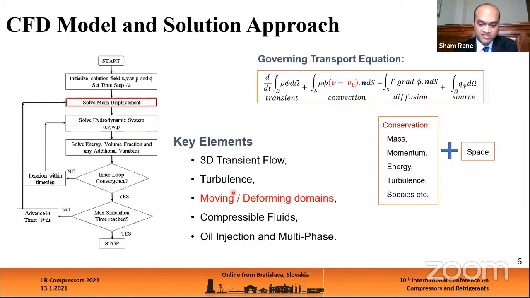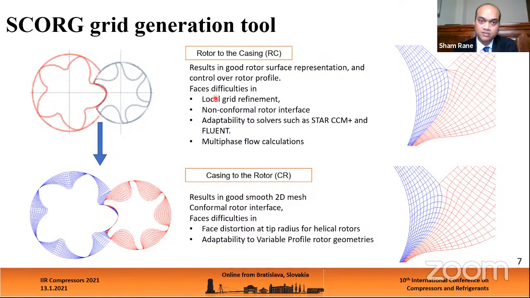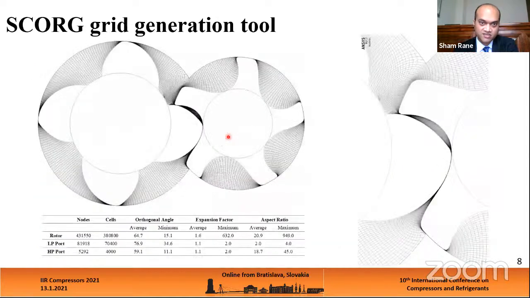The CFD model uses the fundamental governing equations for conservation of mass, momentum, and energy. In addition, the moving deforming grids also have to be accounted for because this is a positive displacement system. That is taken care of by an in-house code used for grid generation, called SCORG, which stands for Screw Compressor Rotor Grid Generation. I'll skip this part due to time limitation, but if you want details, they are available in the paper, and you can kindly refer to that.